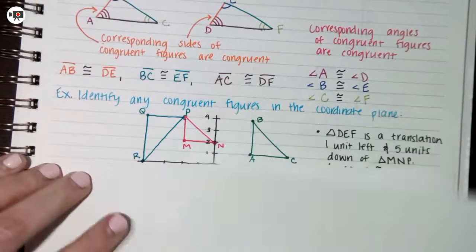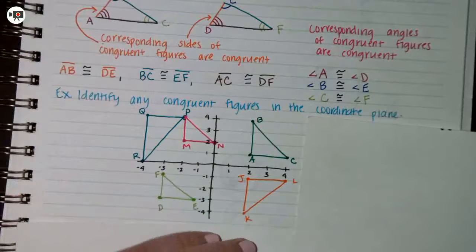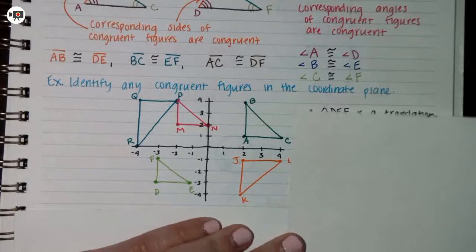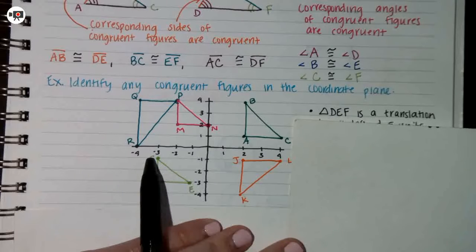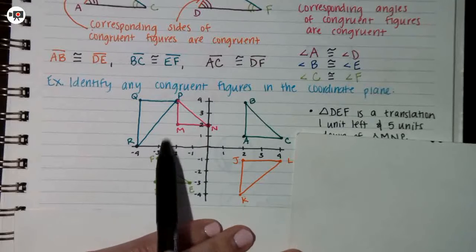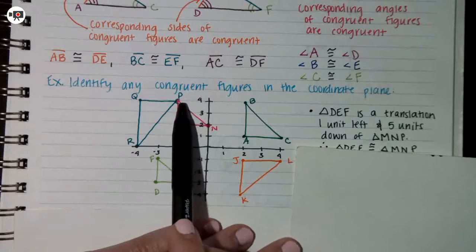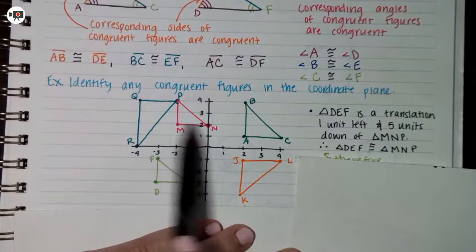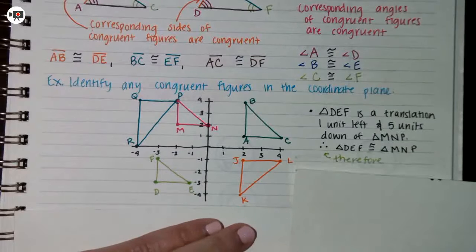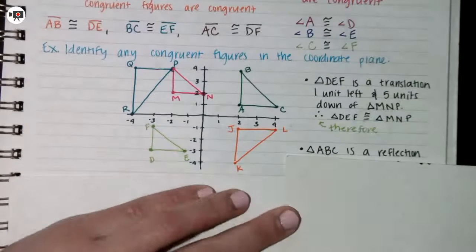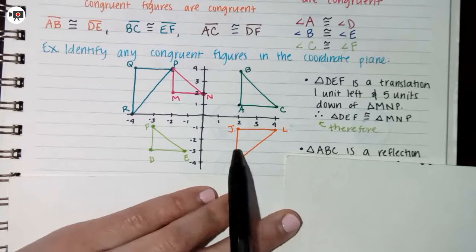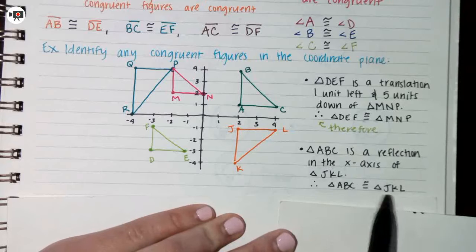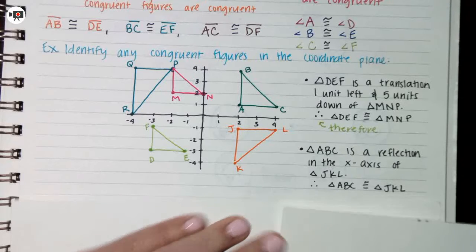So we're going to identify any congruent figures on this coordinate plane. So we can see that triangle DEF is a translation 1 unit left and 5 units down of MNP. So therefore, triangle DEF is congruent to MNP. Another one is that triangle ABC is a reflection of triangle JKL. And so, since those are rigid motions, ABC is congruent to JKL.